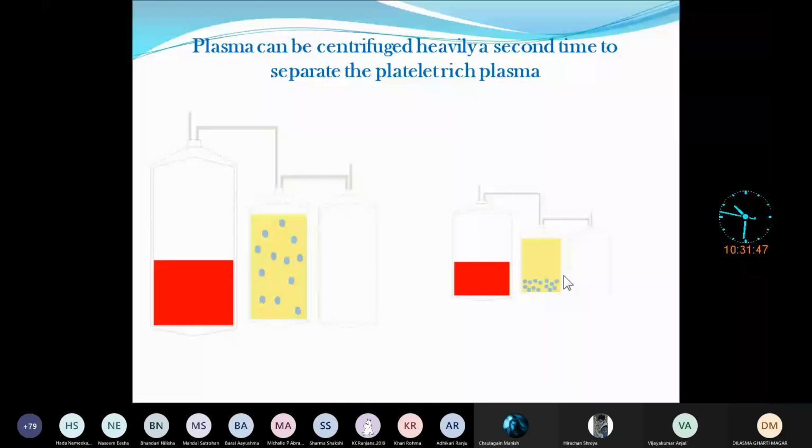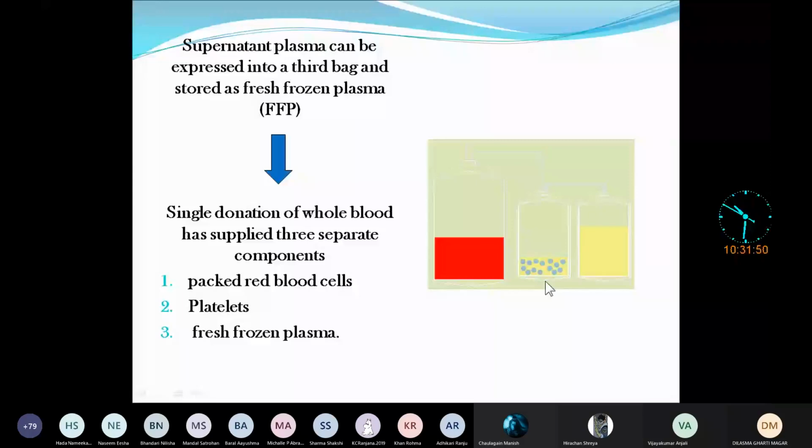So now here, in the first picture, you can see the red, that is the RBC concentrate, and another one in the middle, you can see the tiny bluish particles. That will be the platelet-rich plasma, isn't it? And whatever was above, without platelets, is also separated and taken to the third bag. So now here it becomes the plasma. Did you understand? The same thing is written here: supernatant plasma can be expressed into the third bag, and it is stored as fresh frozen plasma.